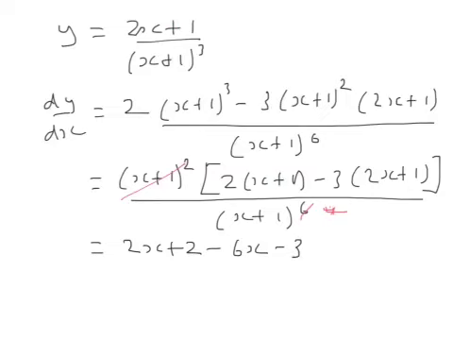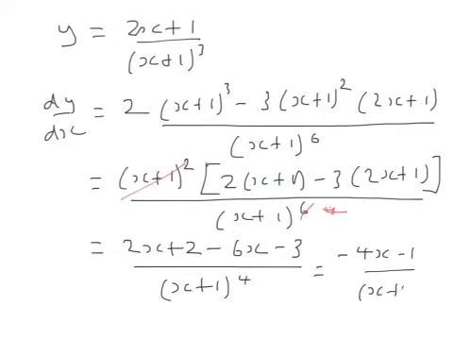Notice that there's a minus sign there. Minus 3 times plus 1 is minus 3. So then it's all over x plus 1 to the power 4. See if I can do a better 4 this time. It's not bad. 2x minus 6x is minus 4x. 2 minus 3 is minus 1. And then it's x plus 1 to the power 4. So that's what gets you the full marks.